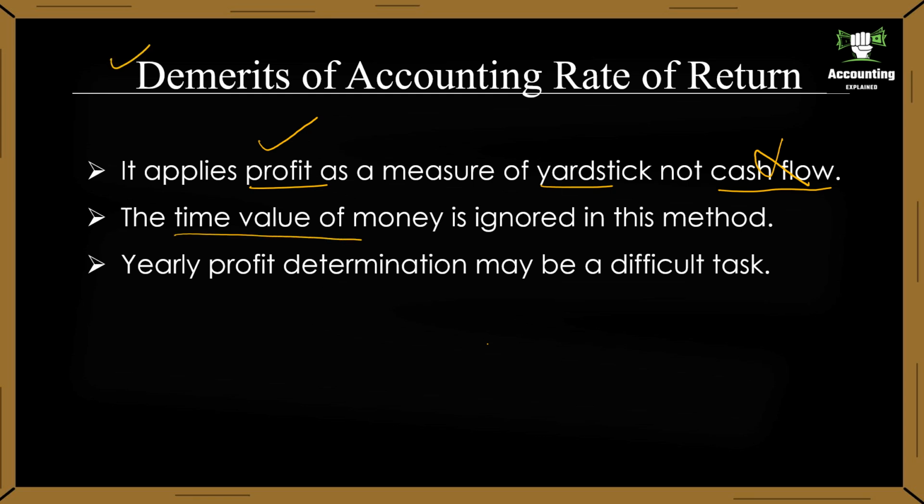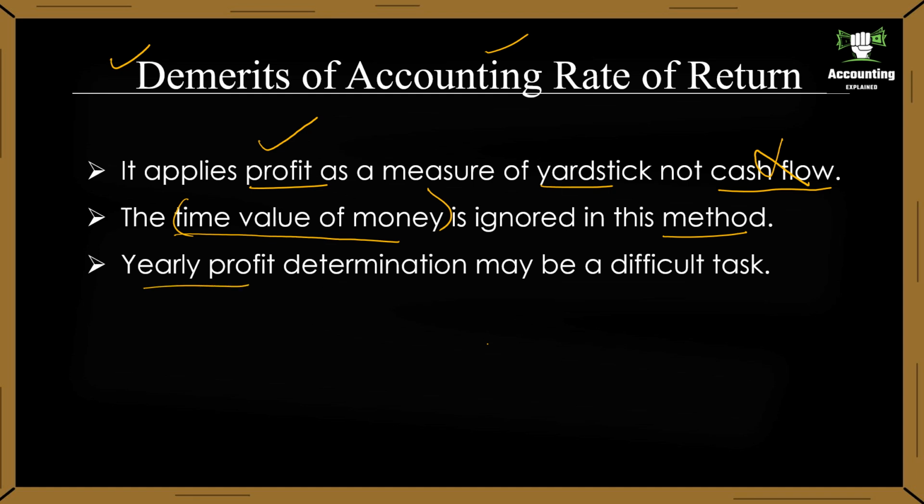The time value of money is ignored in this method. Time value of money is very crucial for capital budgeting because we all know rupees 100 today is of more value than tomorrow or in the future because money always depreciates. So that is totally ignored and that is one of the major disadvantages of accounting rate of return.